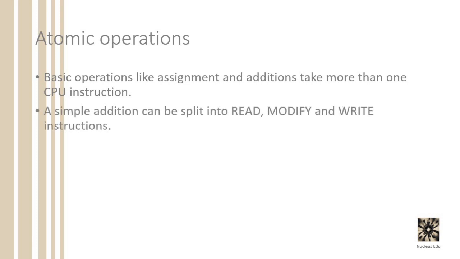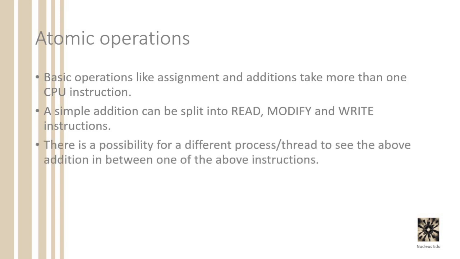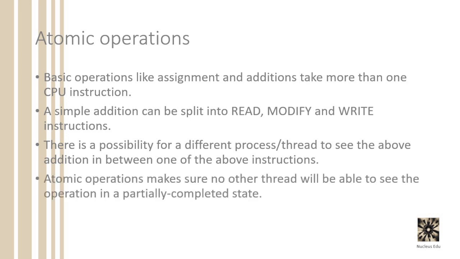So this is needed because a basic assignment or a basic increment like add can also take more than one CPU instruction. For example, an addition can be split into read, modify, and write instructions. When that happens, there's a possibility for different processes or threads to see the above addition in between one of the above split instructions. So atomic operations make sure that this does not happen.